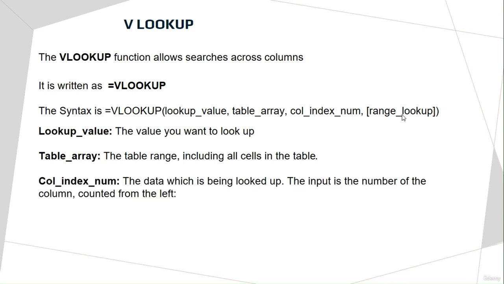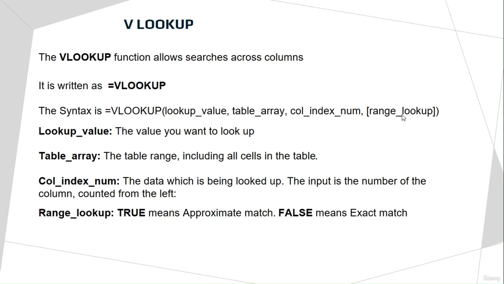The column index number. This data is what is being looked up. When we're carrying out a search, the column index number is the column we're trying to carry that search on. The input is the number of the column counted from the left. The range lookup has two values, true or false. True means approximate match, while false means exact match.